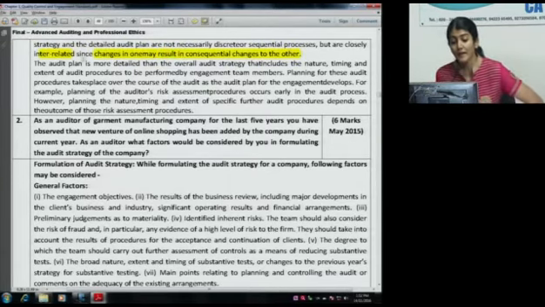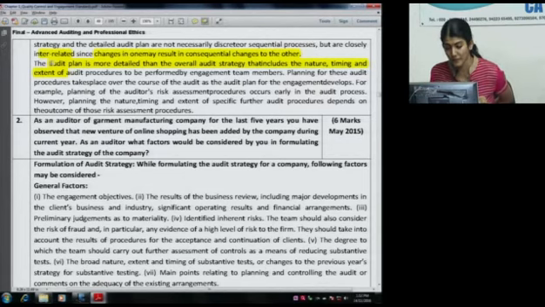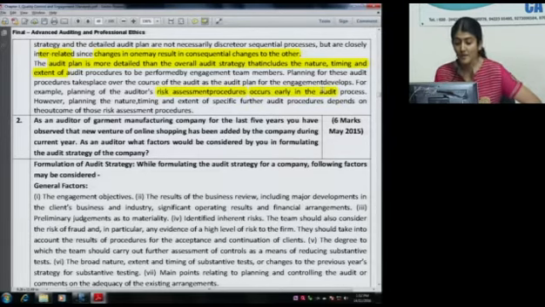The audit plan is more detailed than the overall audit strategy, that includes the nature, timing, and extent of procedures to be performed by the engagement team members. Planning for these audit procedures takes place over the course of the audit as the audit plan for the engagement develops. For example, planning of the risk assessment procedures occurs early in the audit process. However, planning the nature, timing, and extent of further audit procedures depends upon the outcome of the risk assessment procedures.